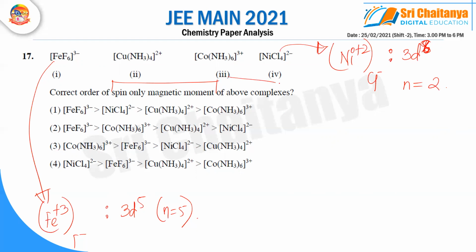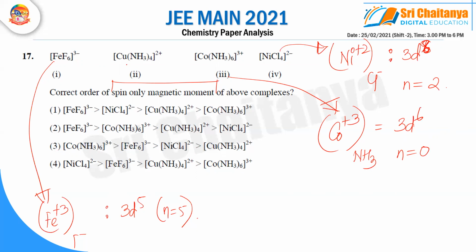Now, if I talk about this third one, cobalt plus 3 in the field of ammonia. Ammonia is a strong field ligand. Co plus 3 has a configuration of 3d6. And if it is a strong field ligand, pairing will occur. And if pairing occurs, then the number of unpaired electrons will be 0.